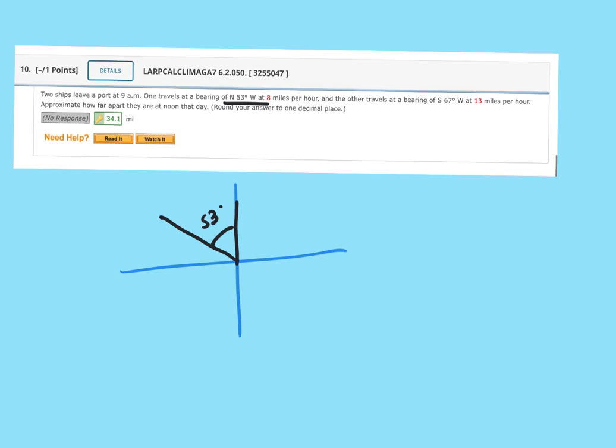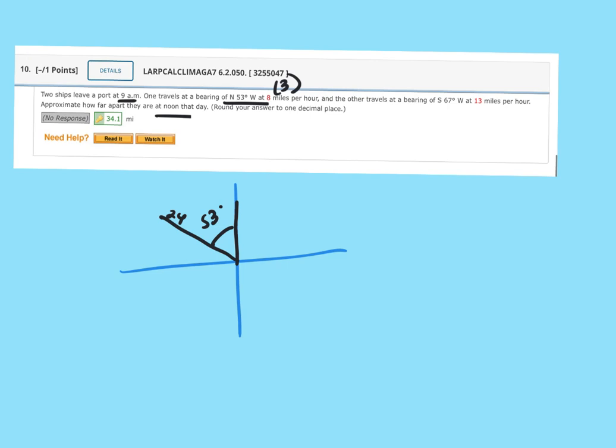How many miles per hour it's going. So how do I find distance if I have a rate? By the time. Good. So distance is rate times time. If it leaves at 9 and I want to know how far they are at noon, how much time is that? 3 hours. So I have to do 8 times 3 to get the distance there, which is 24.